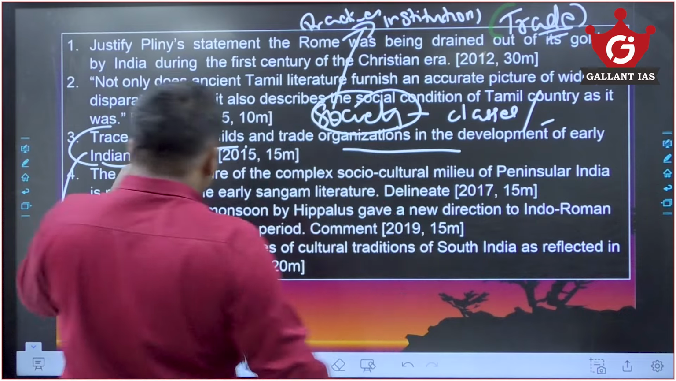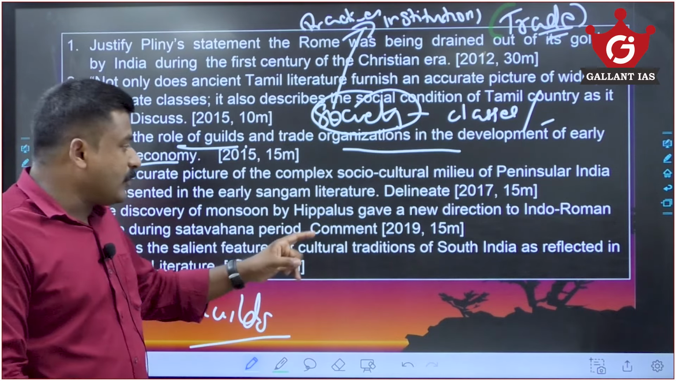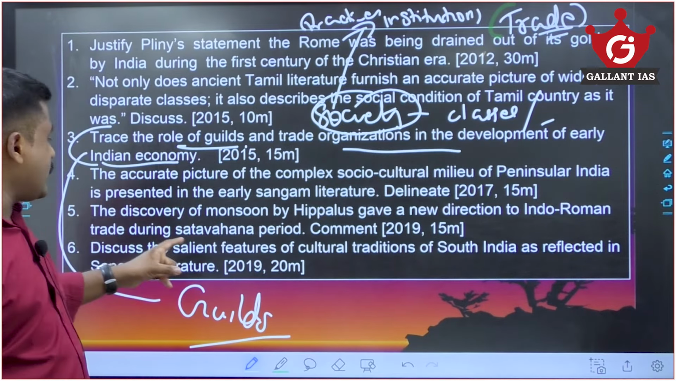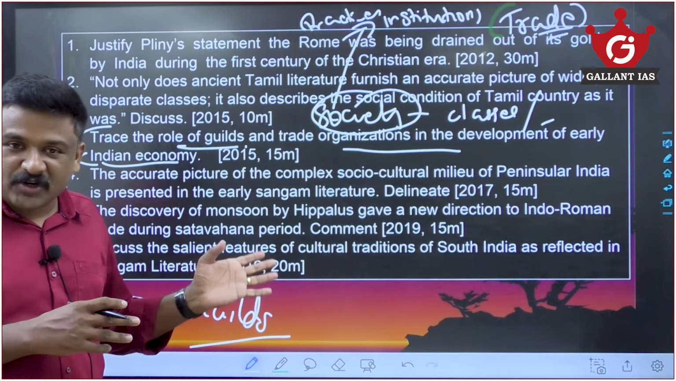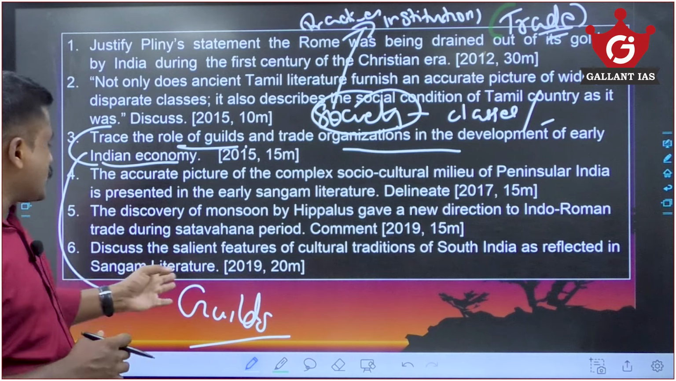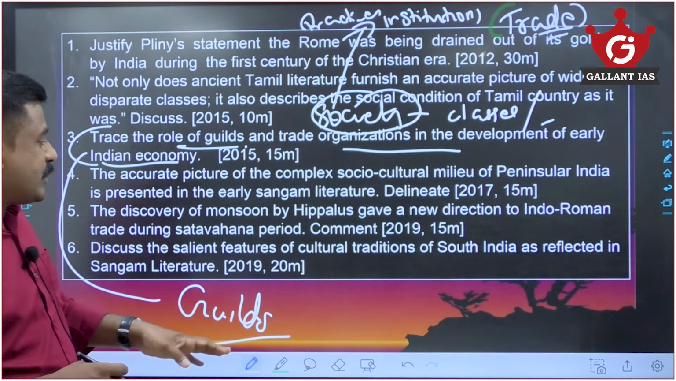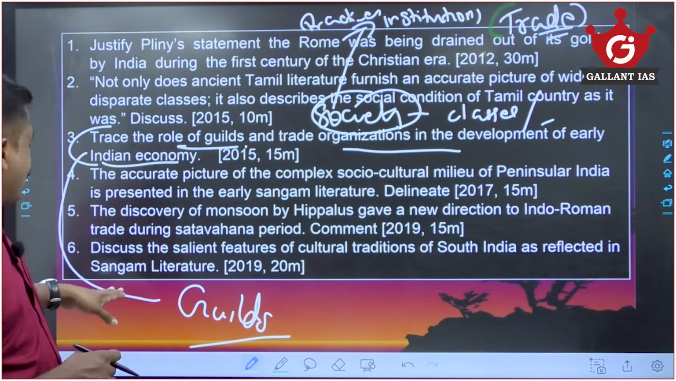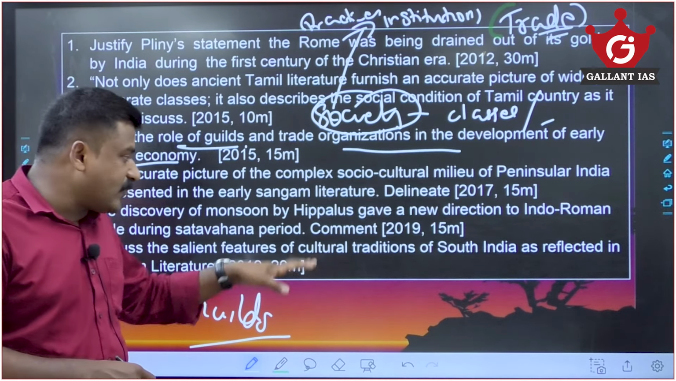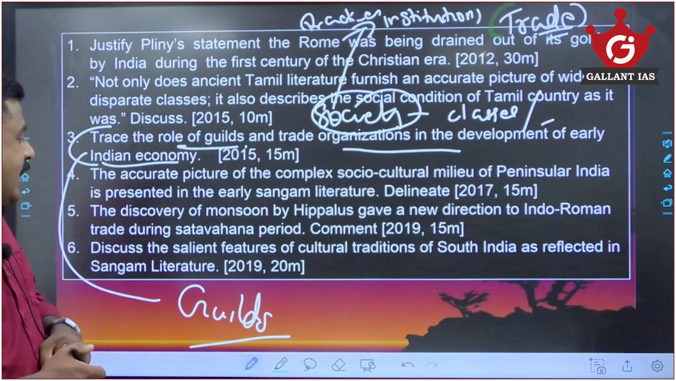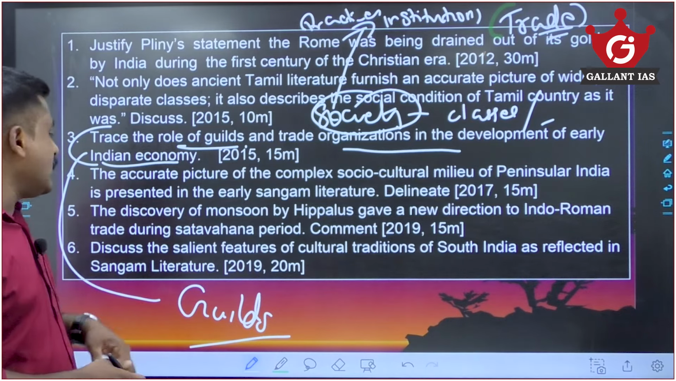Now see, the discovery of the monsoon by Hippalus gave a new direction to Indo-Roman trade during the Shatavahana age. Again the question is repeated. You remember? The trade question is again repeated. Discuss the salient features of the cultural traditions of South India as reflected in Sangam literature.